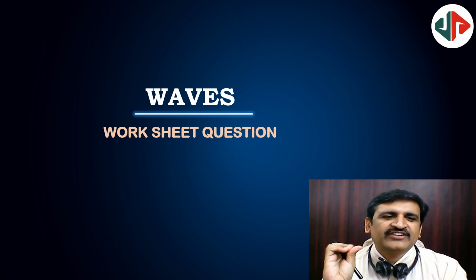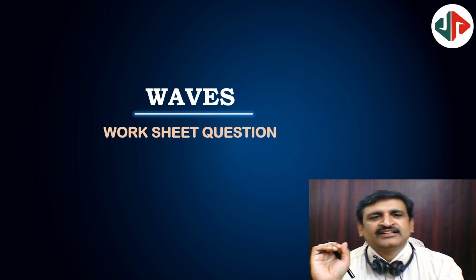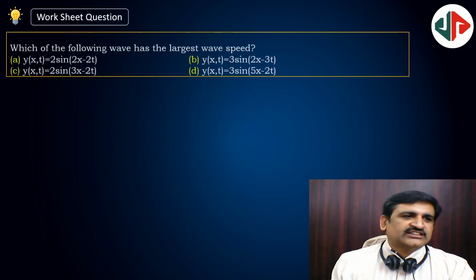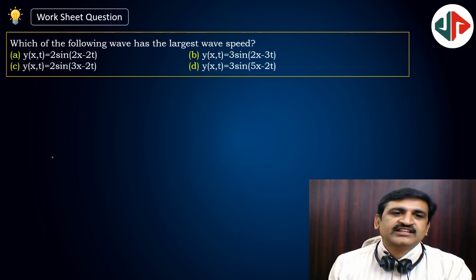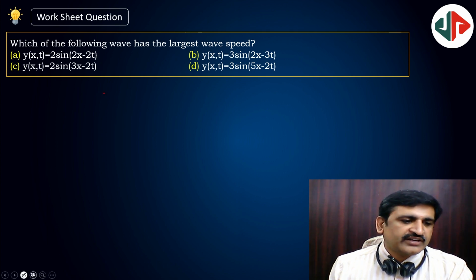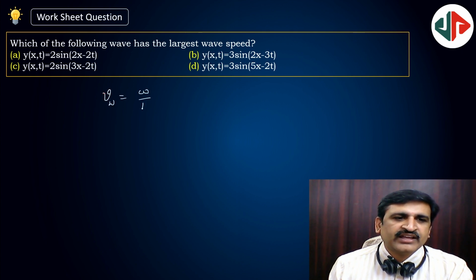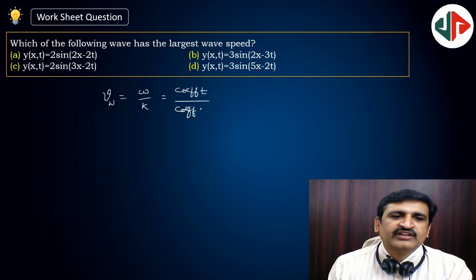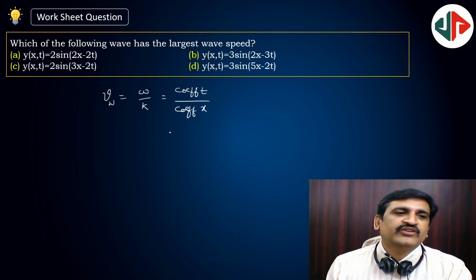In this session we are going to discuss worksheet questions based on the waves chapter. Question: which of the following waves has the largest wave speed? Wave speed, or wave velocity, V is equal to omega by k. That means the coefficient of x is k and the coefficient of t is omega. That you need to check.